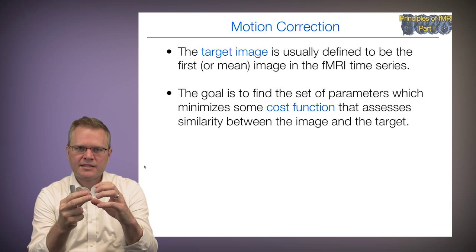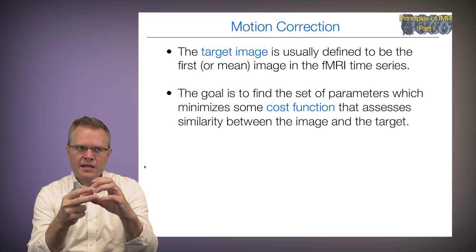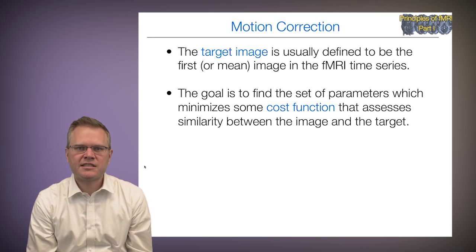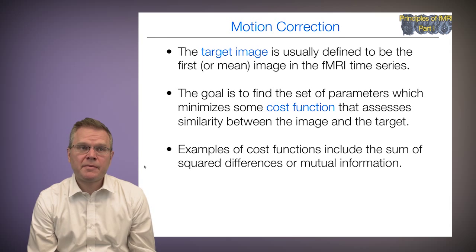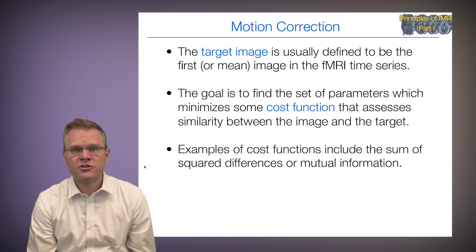Let's say that we're looking at the second image now. We want to assess how much overlap there is between the first and the second image. Examples of different cost functions include the sum of the squared differences or the mutual information. Here's a cartoon. We have a target brain here, and we have another brain which we want to align to it. Basically, we have to find a set of rotations and translations so that this blue brain is overlaid onto the green brain. That's the goal of motion correction.